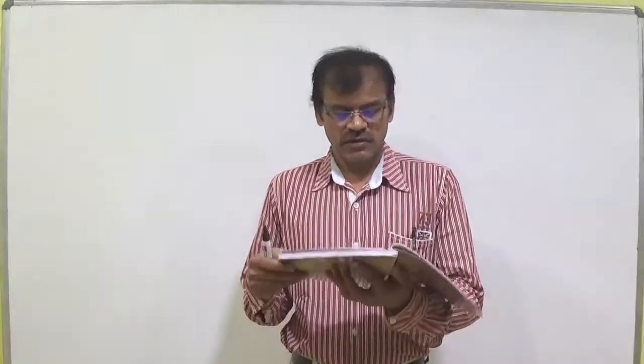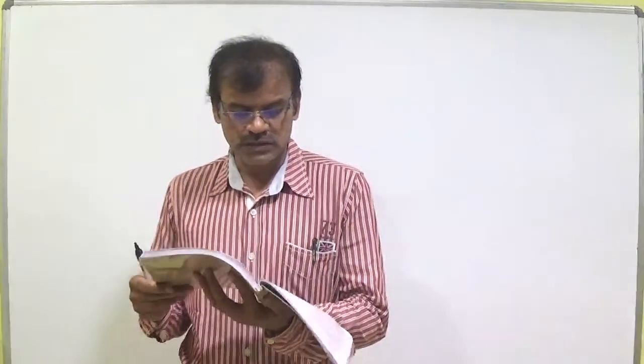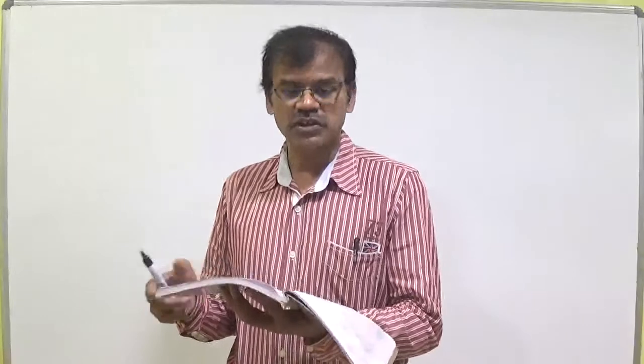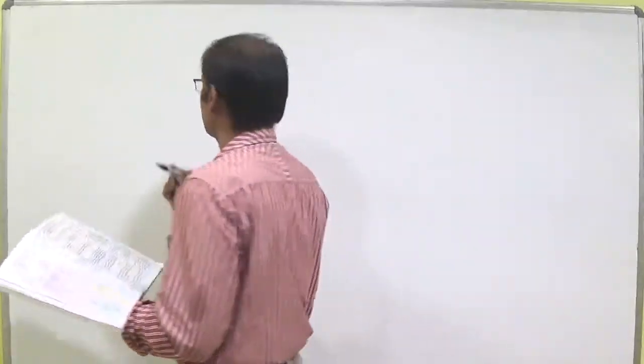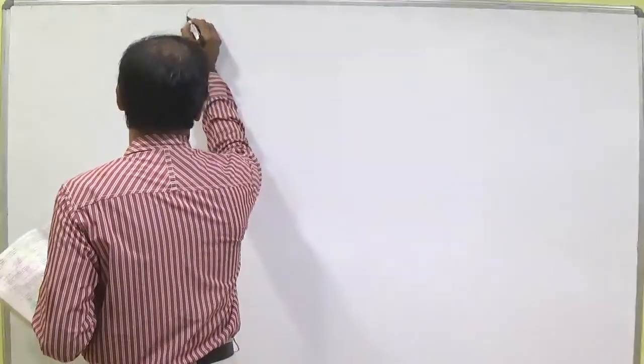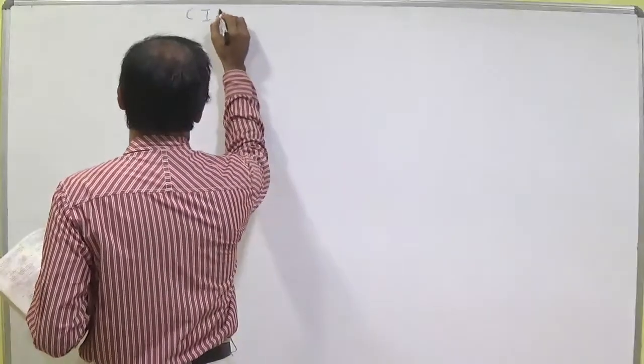Dear students, now we are in the topic circles objective level 3. Until yesterday we have discussed level 3 29 sums. Now let us discuss from 30th onwards today. Circles objective level 3.